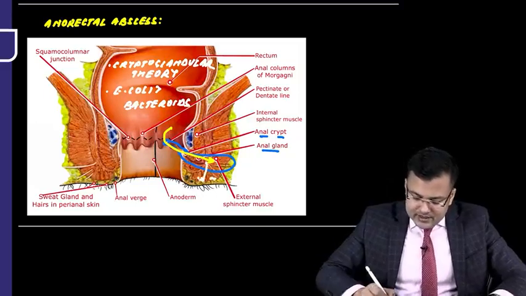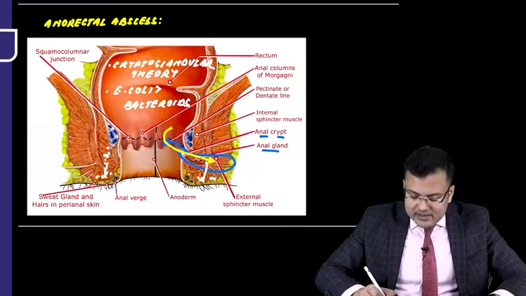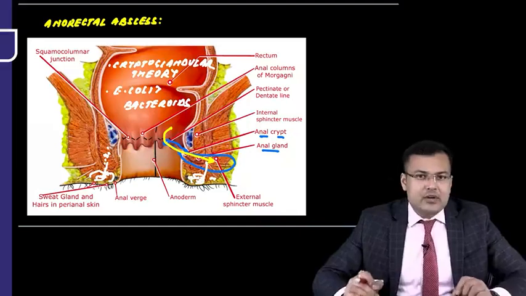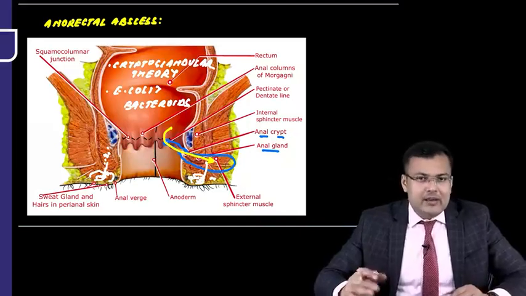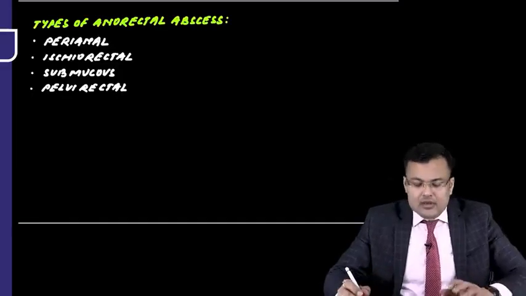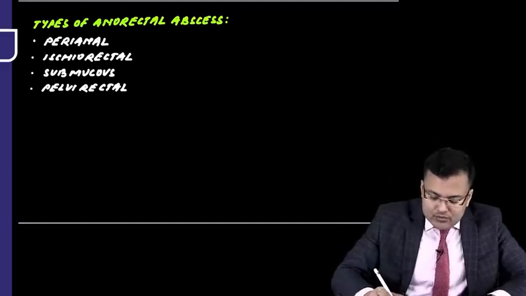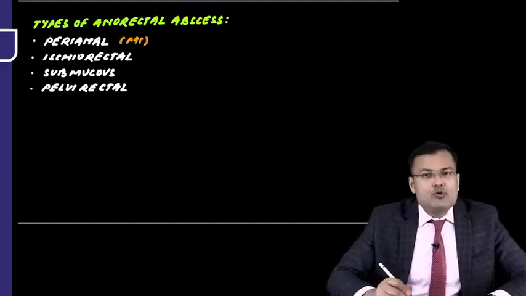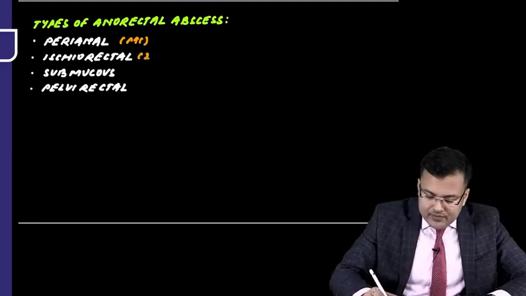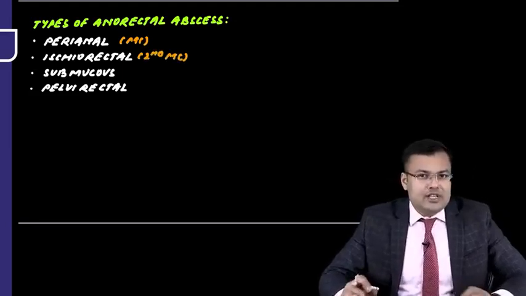Pus finds its track and follows the path of least resistance. So it is collected around the anus. That's why the most common type of anorectal abscess is perianal, followed by ischiorectal. So the types are perianal, this is the most common type. Second most common type is ischiorectal. Third is submucous and fourth is pelvirectal.